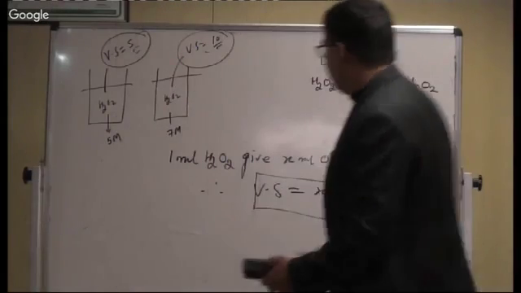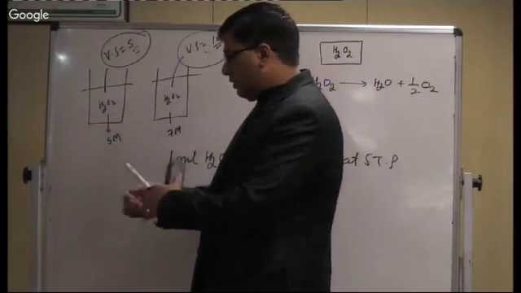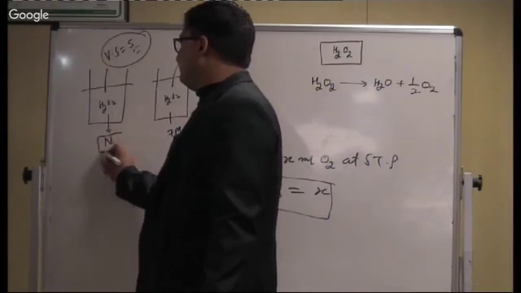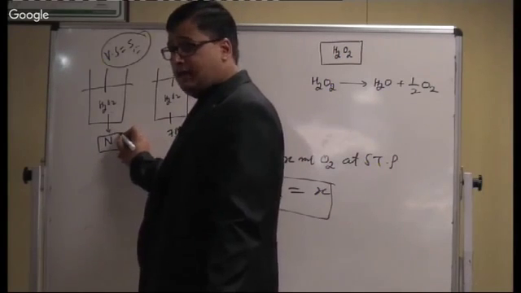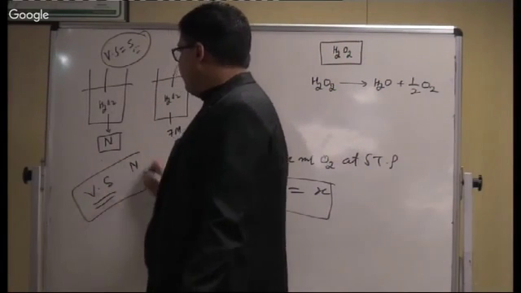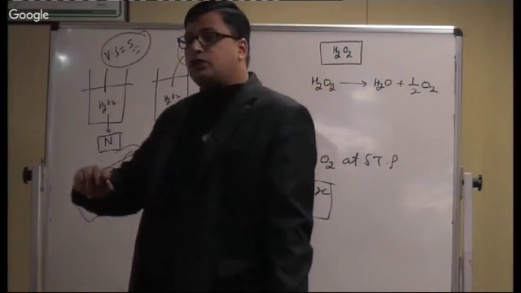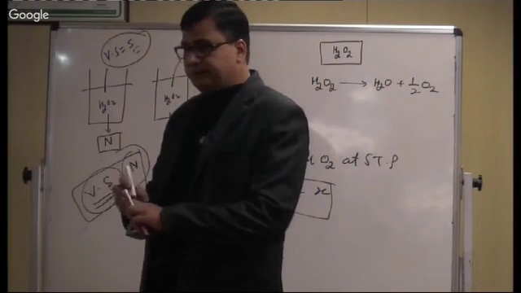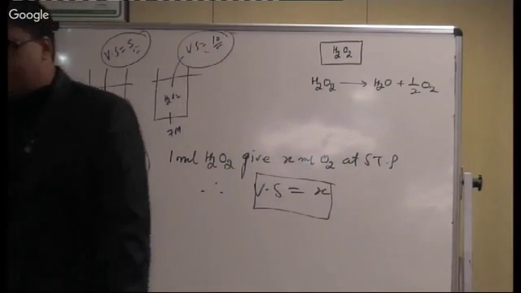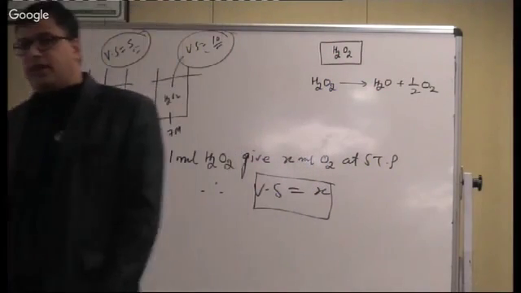Clear? Now let's say this H2O2 is 5 molar, or instead of molarity, let's say the normality of the H2O2 is N. Now I need a relation between volume strength and normality. We have to calculate volume strength in terms of normality, assuming that the normality of this solution is N, nothing else is given. So there is a relation between volume strength and normality.